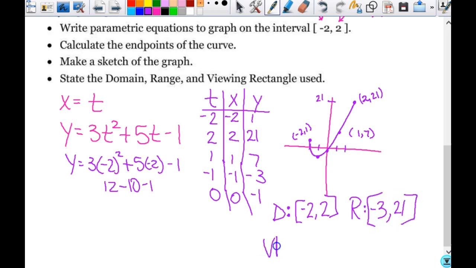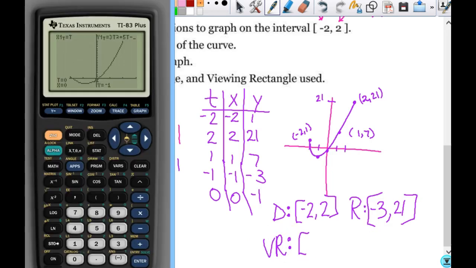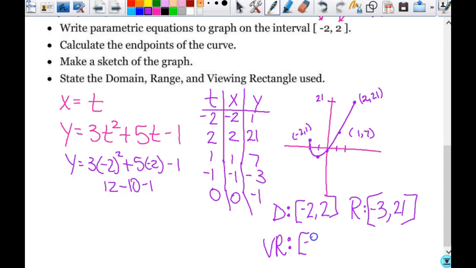And then my viewing rectangle is whatever you put your window at, which is not necessarily the same. I mean, ours is probably all the same right now, but we went from -3 to 3 and then from -5 to 25. And those answers could vary, obviously. Viewing rectangle, it's the window you use, the x min and max, y min and max that you used on your calculator.